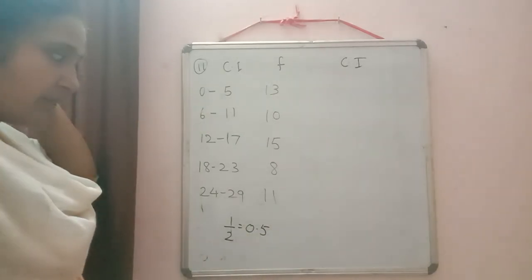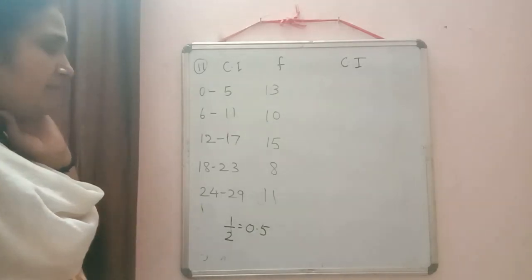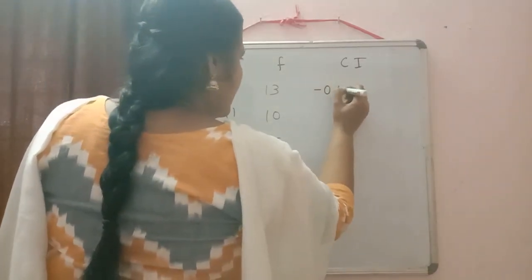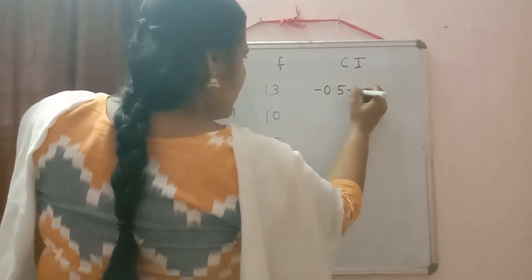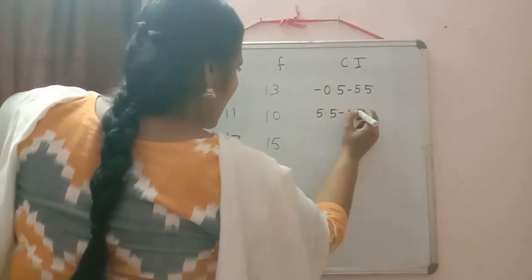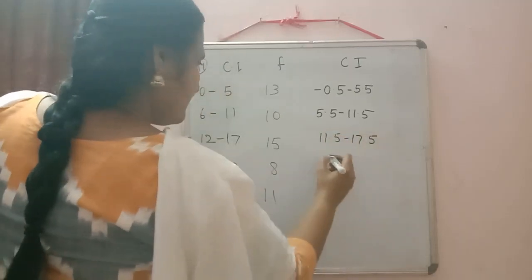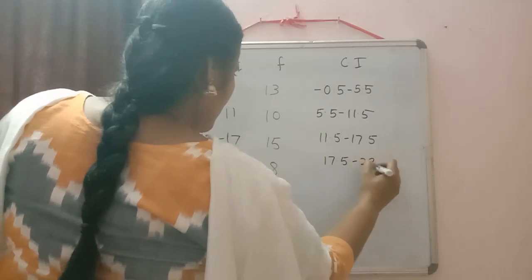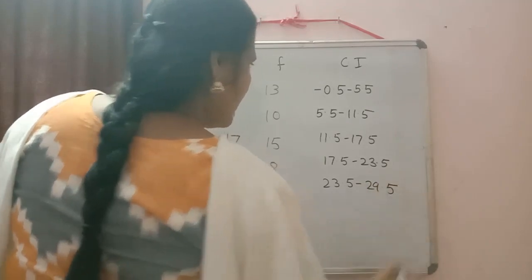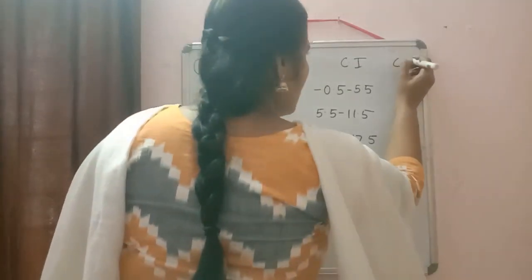0.5. Then how we are doing? Yes, subtract 0.5 from the lower limit. So 0 minus 0.5 will be equal to minus 0.5. Add 0.5 to the upper limit. Then it will be equal to minus 0.5 to 5.5, then 5.5 to 11.5, 11.5 to 17.5. Then next 17.5 to 23.5, 23.5 to 29.5. And remember, while calculating the median, we have to find out the cumulative frequency.